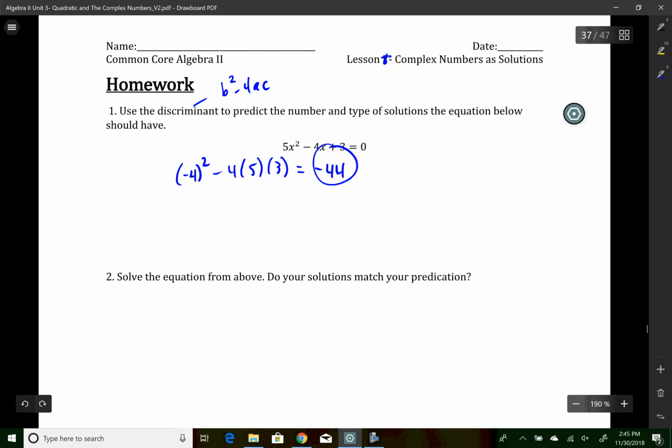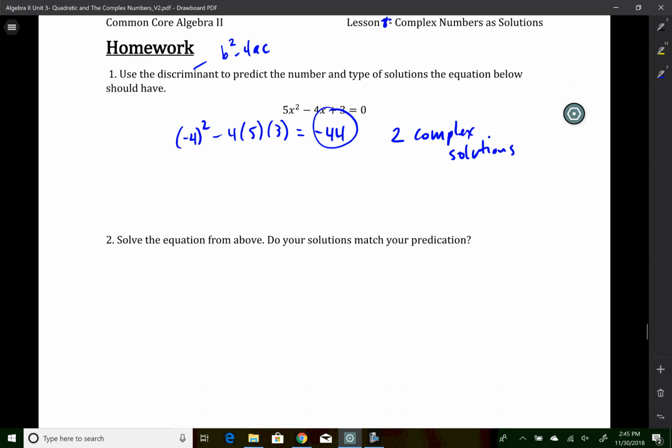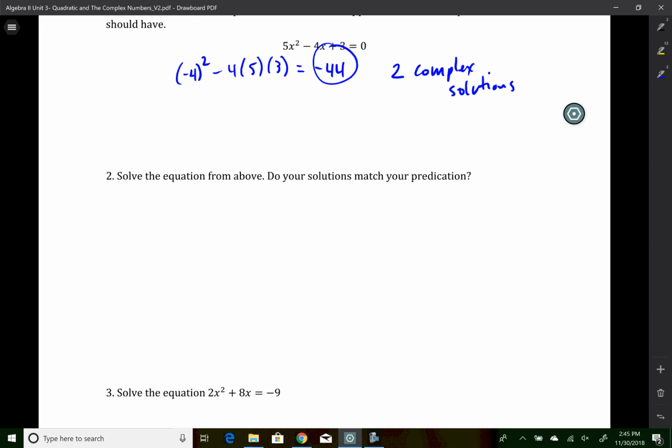Since this is negative, I know I'm going to have two complex solutions. Although it didn't ask me, it also tells me that I would have no x-intercept. There's a lot of other things that we could do here. So then it says to solve the equation above. So for that, I'm going to plug into the full quadratic formula. So negative of negative 4 is positive 4, plus or minus the square root of 44, all over 2 times 5, so 10.